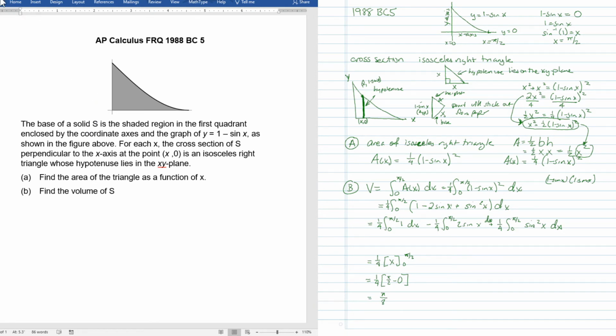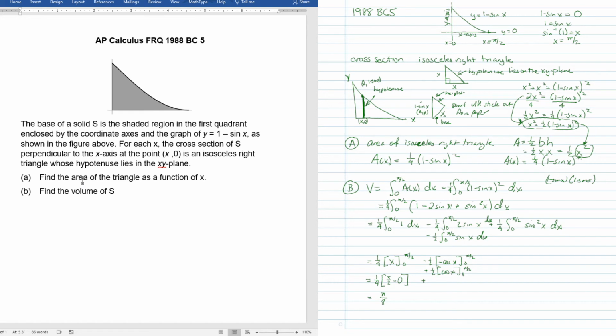The second piece is requiring me to maybe move the 2 in front, and so instead of saying 2/4, I look at it as 1/2 the integral from 0 to pi over 2 of sine of x dx. And I remember that my antiderivative of sine is negative cosine, so negative half of negative cosine of x going from 0 to pi over 2 might be better suited by saying positive 1/2 of cosine of x going from 0 to pi over 2.